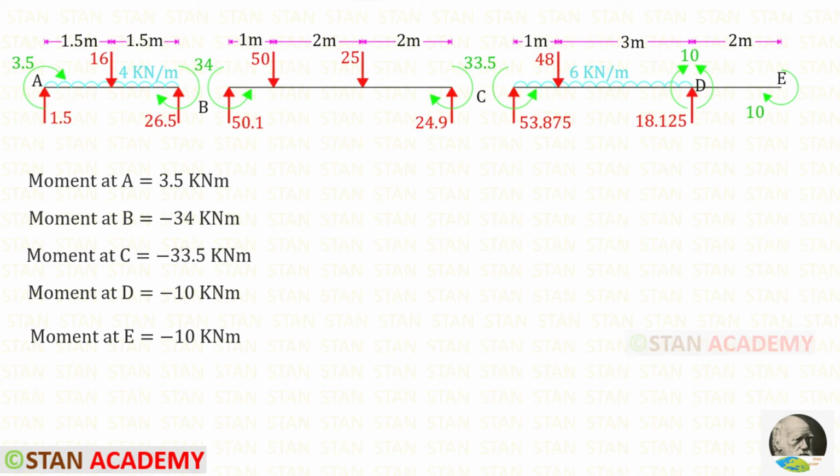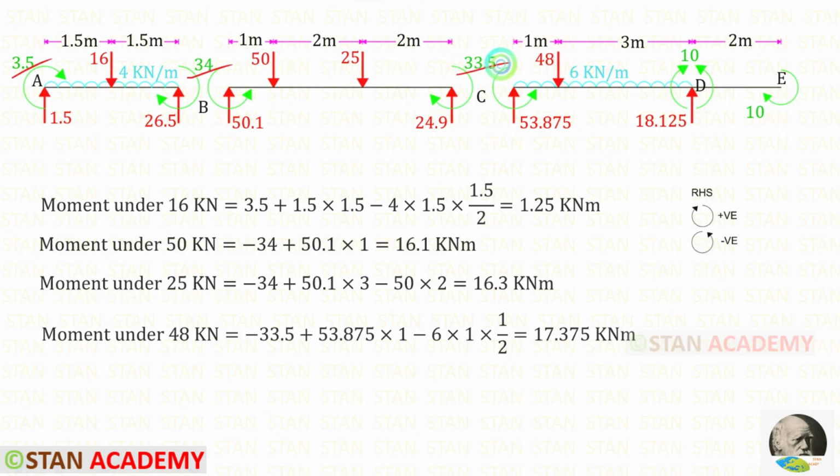First, let us find the bending moment in the ends and in the joints. In the point A, we have sagging bending moment so that it will be positive. In the joint B, we have hogging bending moment so that it will be negative. In the joint C, we have hogging bending moment so that it will be negative. In the joint D, we have hogging bending moment so that it will be negative. Finally, in the point E also, we have hogging bending moment so that it will be negative.